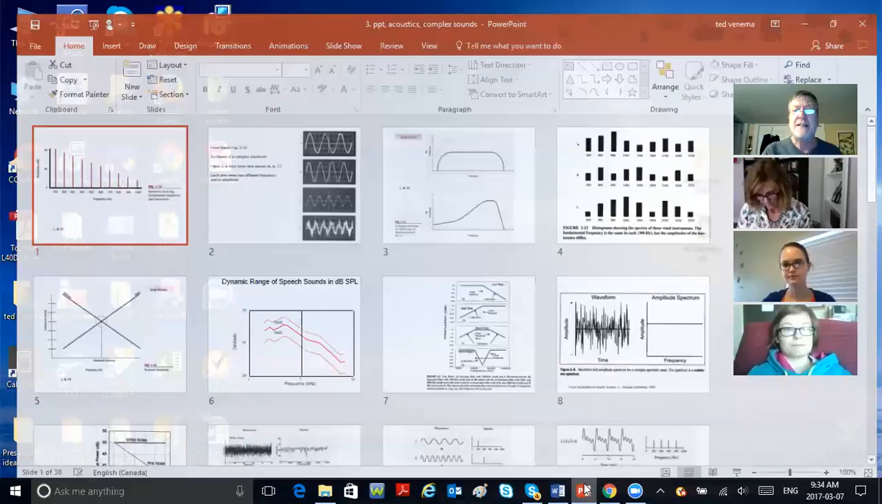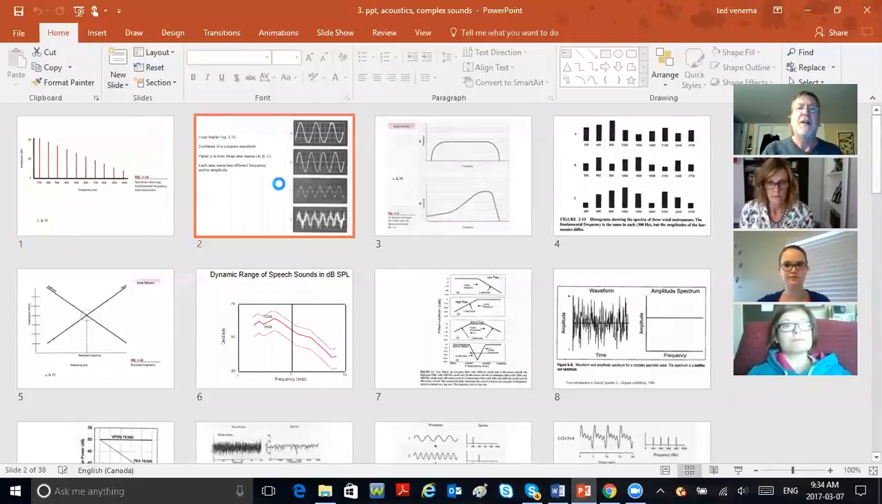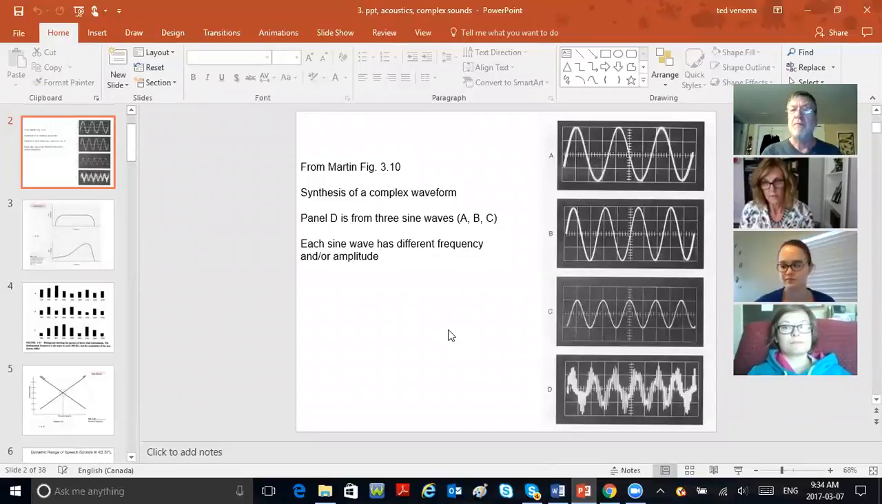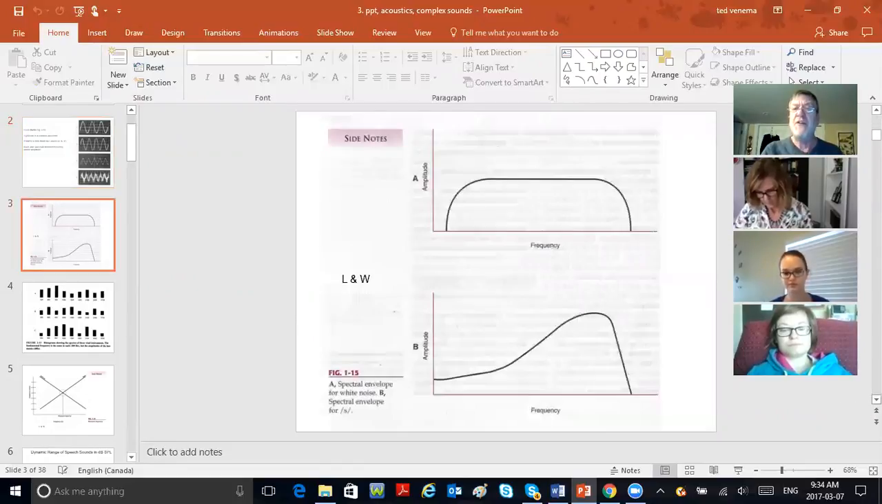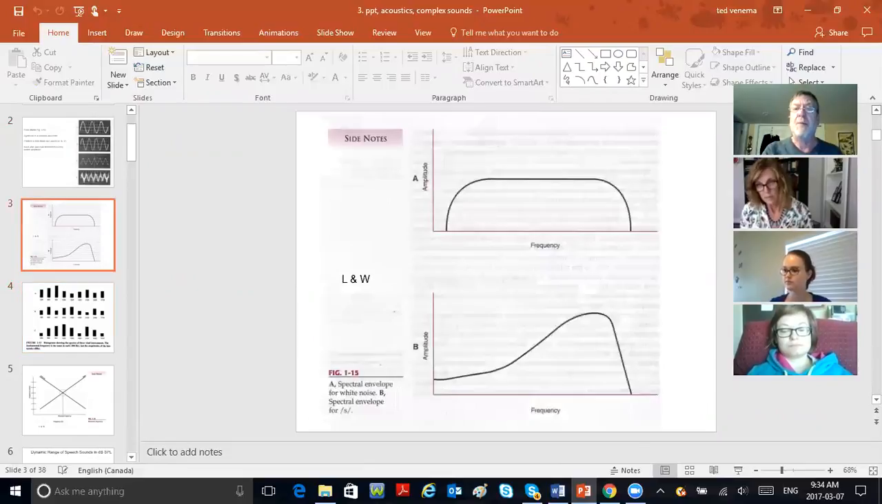Alrighty, this is the picture I'm really talking about. You have waveforms here, and we say when you add all these waveforms, you get a complex sound, right? And then here's a spectrum of sound. Let's go up here. A broadband spectrum. This might be a flat spectrum.